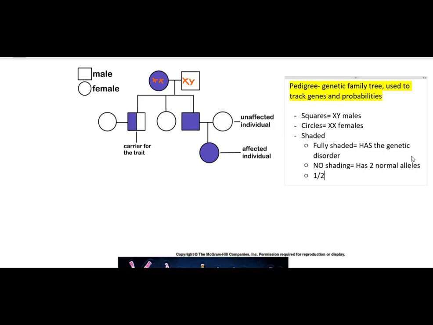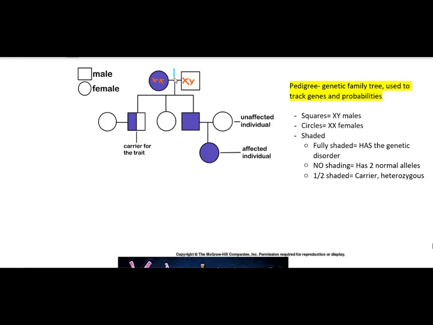If you see a half shaded, and we don't always do this, but I think for this class I'll just make it easy and I'll say, if you see a half shaded, this means the person is a carrier, which would indicate they are heterozygous. They have one copy of the normal allele, one copy of the defective allele.